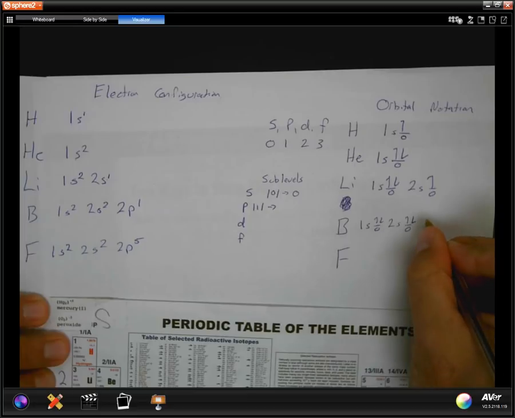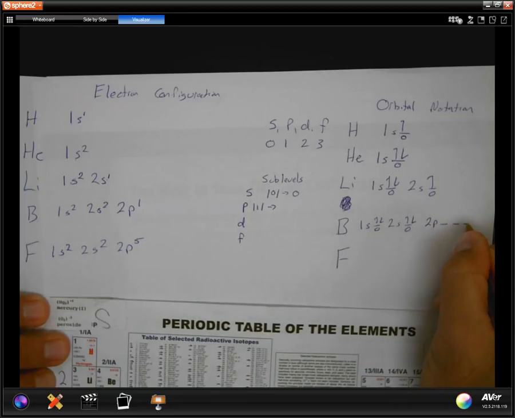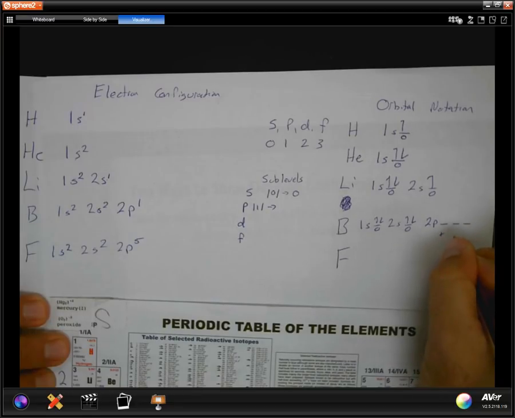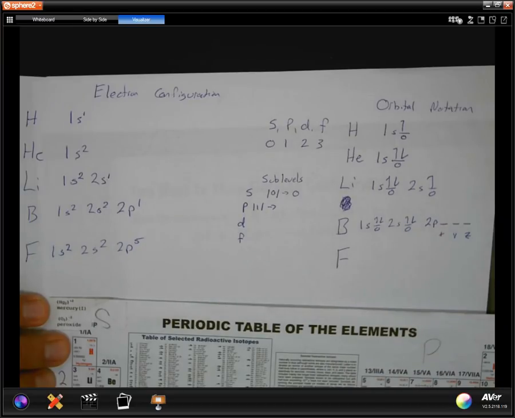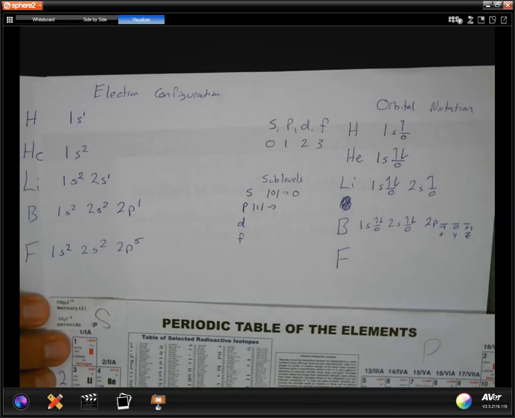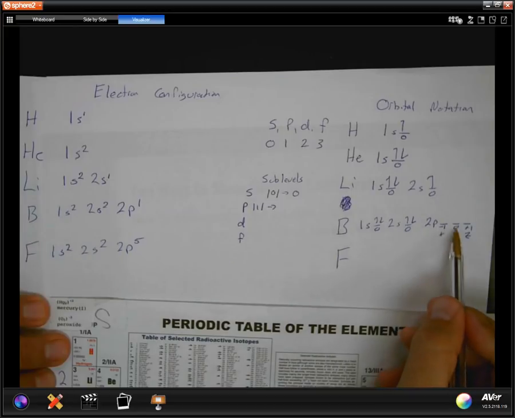So here I'm going to write 2p, but now I have 3 sublevels. We talked about geometrically, they're called the X, Y, and Z. But in terms of the quantum numbers, and in terms of how we label them, we label this as -1, 0, +1. Now, how are you supposed to memorize that this is -1, 0, +1?